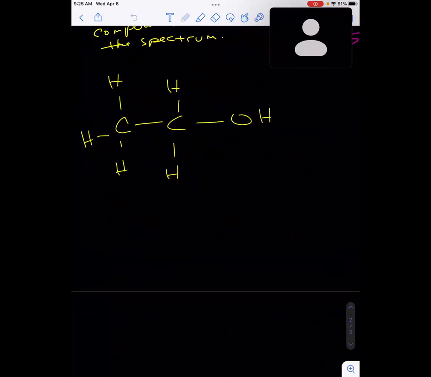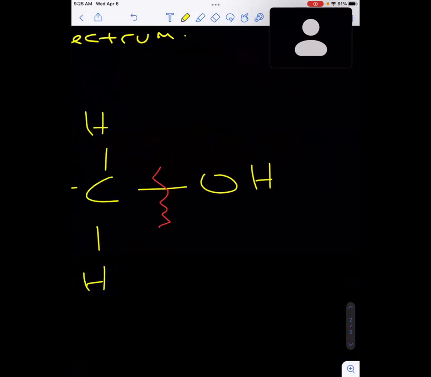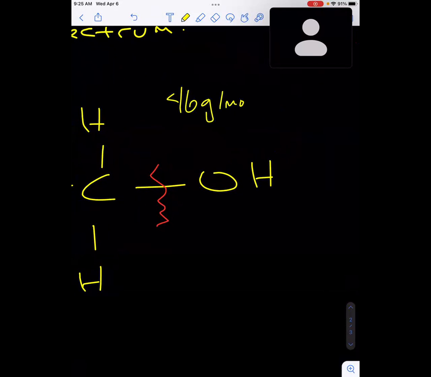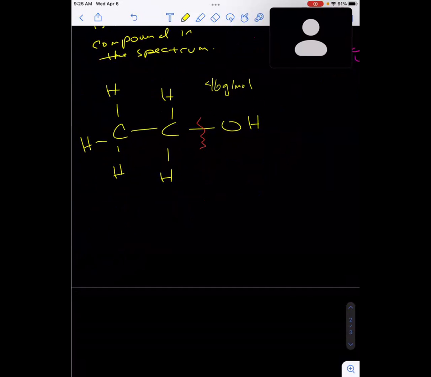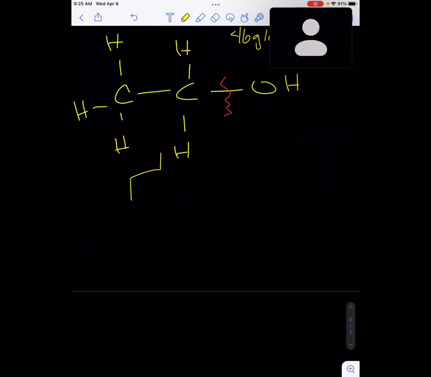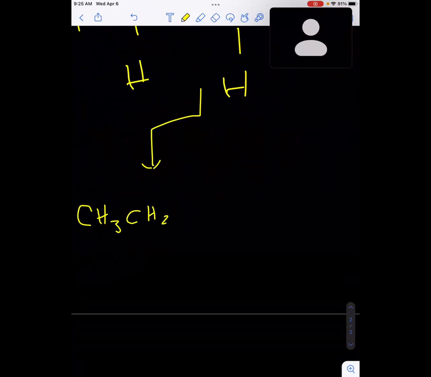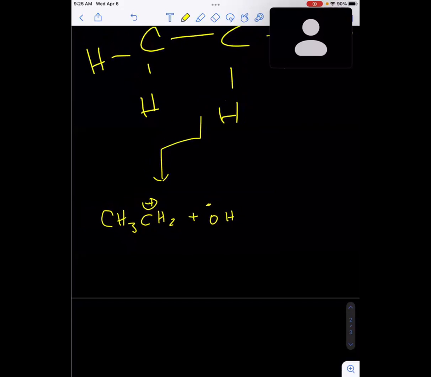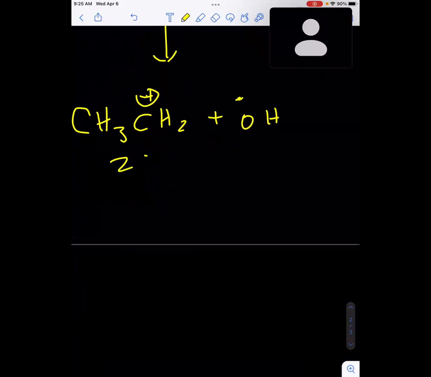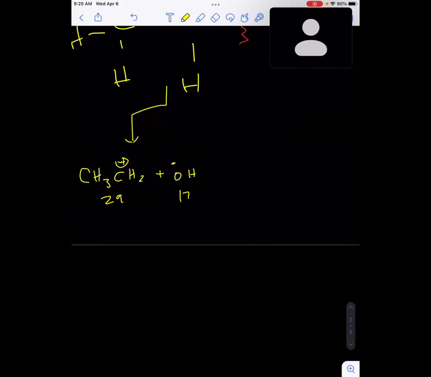We can break it here. And remember, the molecular weight is 46 grams per mole. So we can break it there, and that'll give me two fragments that look like this, right? I'll have CH3, CH2 plus OH, and I'm going to make this a radical and make that the cation, even though it's primary, right? The OH will be bad as a cation by itself, so we don't want to do that. All right, so that's that. This is 29, and this is 17. So that totals up to 46.